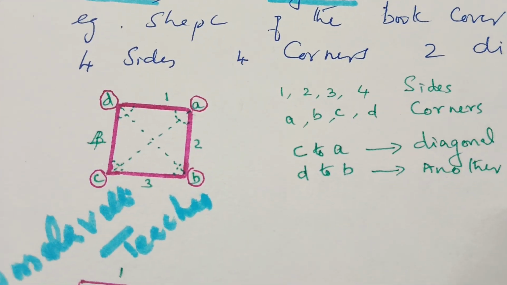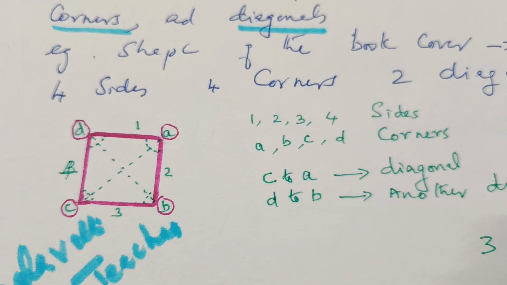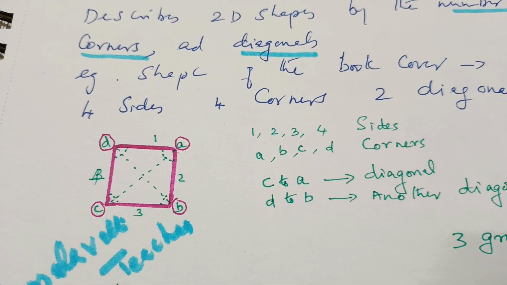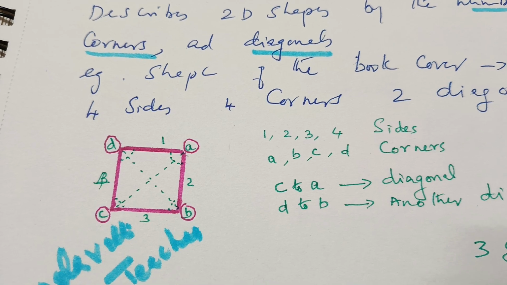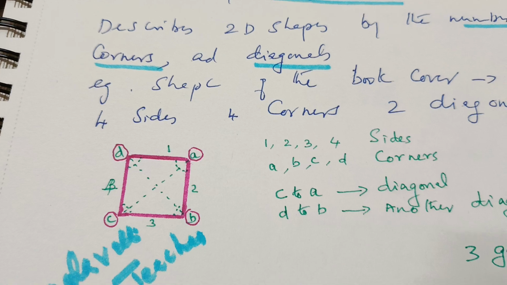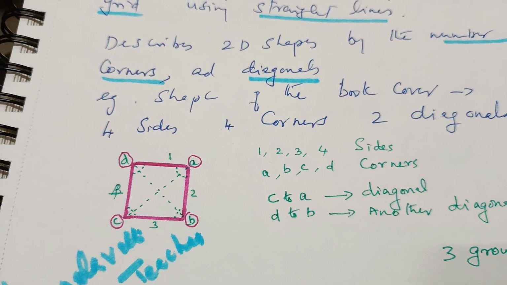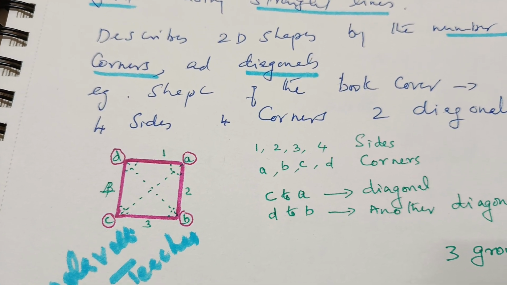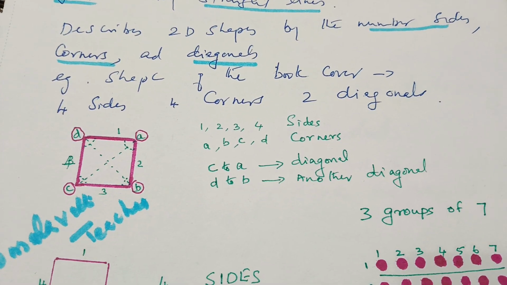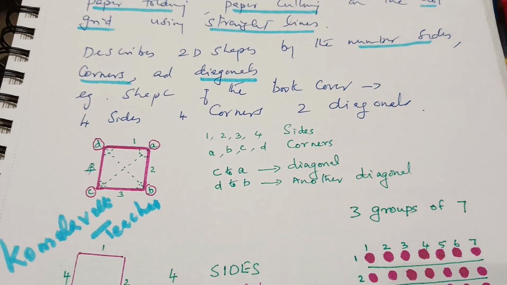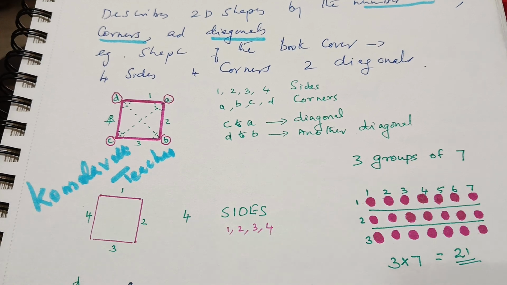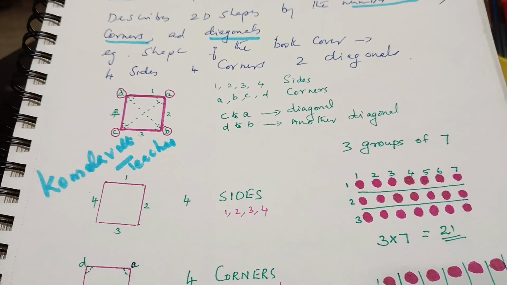See what the corners are: A, B, C, D, the corners. Then the number of sides: A B, B C, C D, D A. So you can see the sides, and the corners are corner A, corner B, corner C, corner D, and C to A is a diagonal, and D to B is another diagonal. By drawing this, you are understanding the diagonal, the corner, and the sides. With different methods, you can make this.